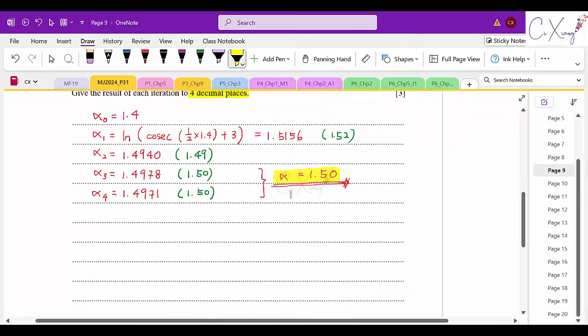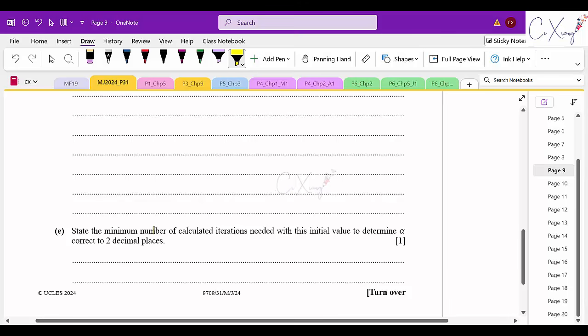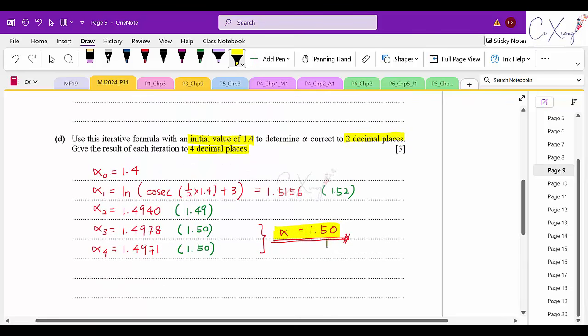Okay, then let's continue to part E. Now they want you to state the minimum number of calculated iterations needed, with the initial value, to determine alpha correct to 2 decimal places. So how many iterations are needed at minimum to get the answer? We refer back to our solution here.